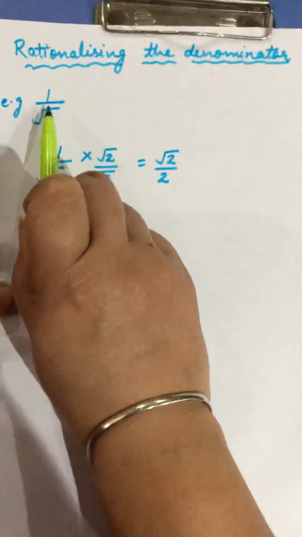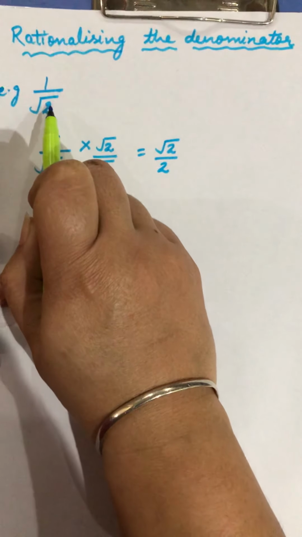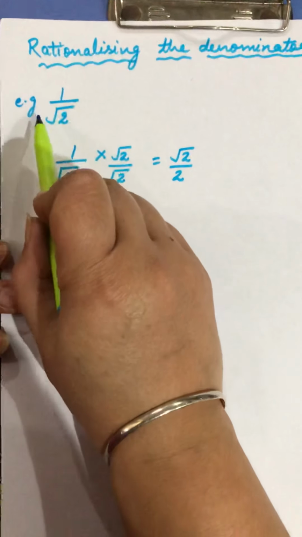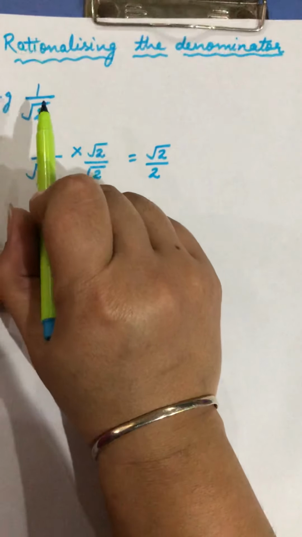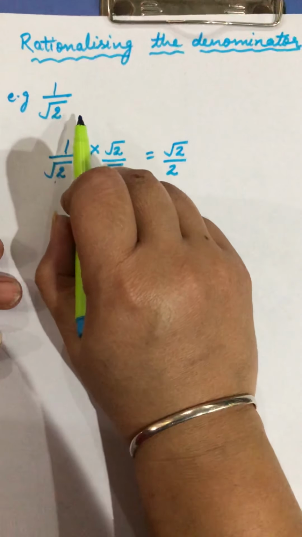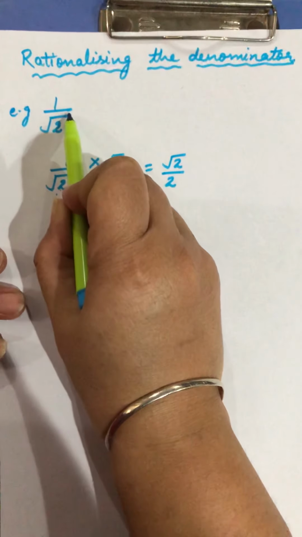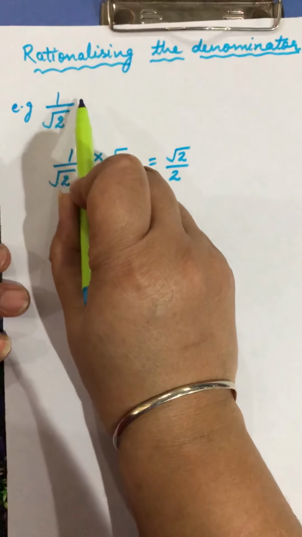So let us take an example, 1 by root 2. We know that 1 by root 2 is an irrational number. So can you tell where it shows up on the number line? If we want to locate it on the number line, where will it come? Maybe it is easy to handle if the denominator is a rational number. So if we make the denominator a rational number, it is easy to locate it on the number line.